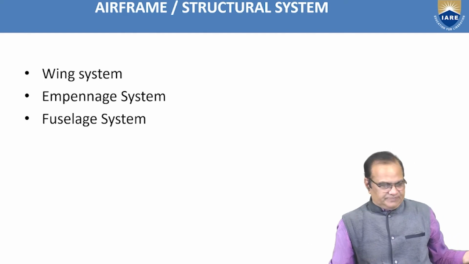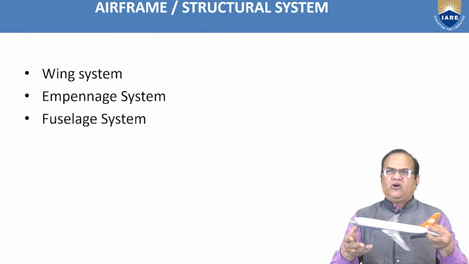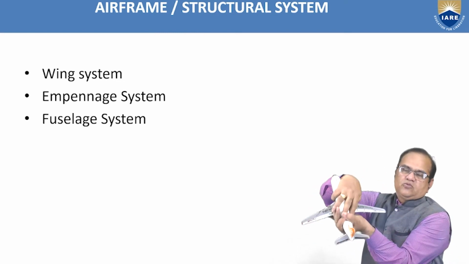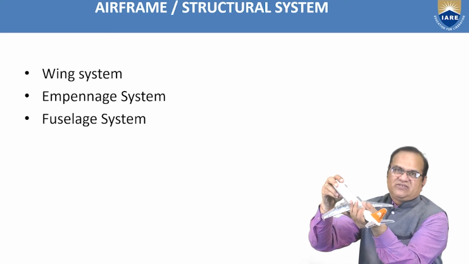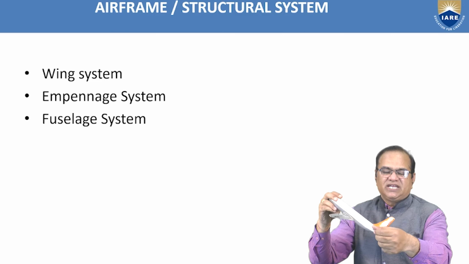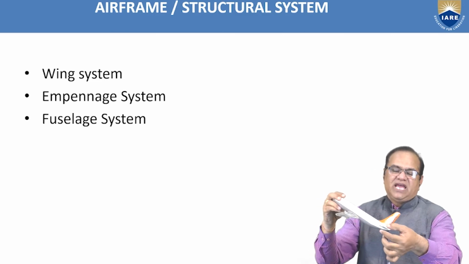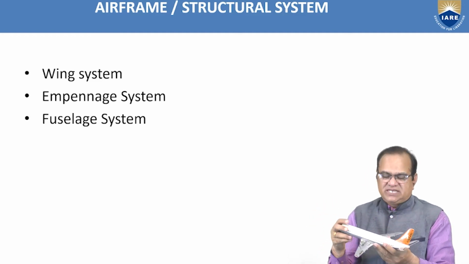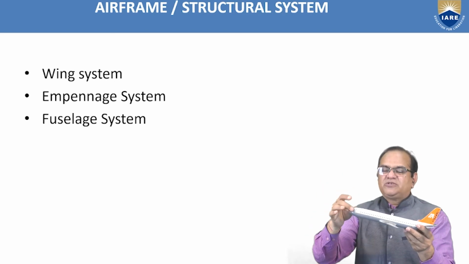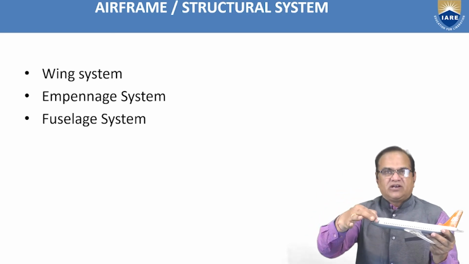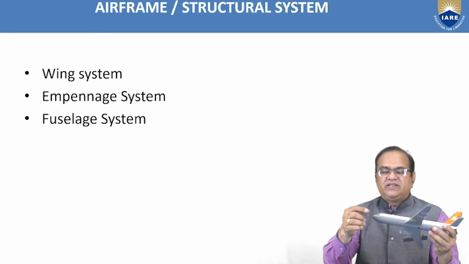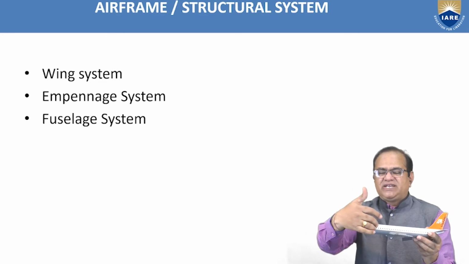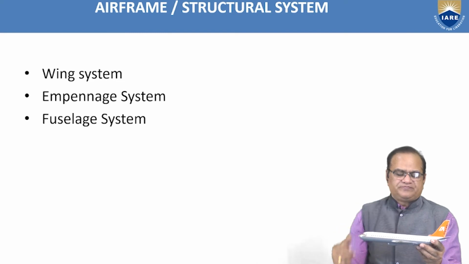Next is the empennage system. If you see here, I have shown the wing system, and from here, this part is the empennage system. Here we have the horizontal tail, vertical tail, elevator, and the rudder. These are the major parts of the empennage, and this is called the fuselage. In this fuselage, this is the cockpit, where pilots are sitting, and these are the main doors here and here. Two doors are there. Passengers and pilots will enter from here also.